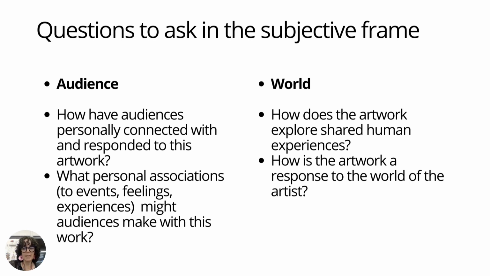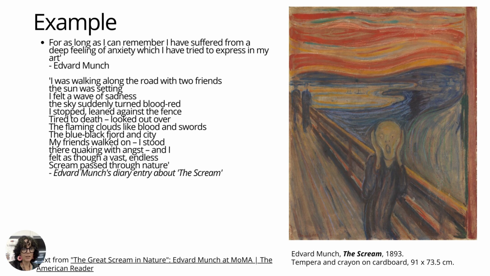So we're going to take a look at an example. You'll be familiar with this work, I hope, because it's pretty famous. This is Edvard Munch, The Scream, painted in 1893. This version is tempera paint and crayon on cardboard. He painted this same painting, I think at least 20 times, and they're all slightly different. He also turned it into a woodcut print. So there are many, many versions of this painting.